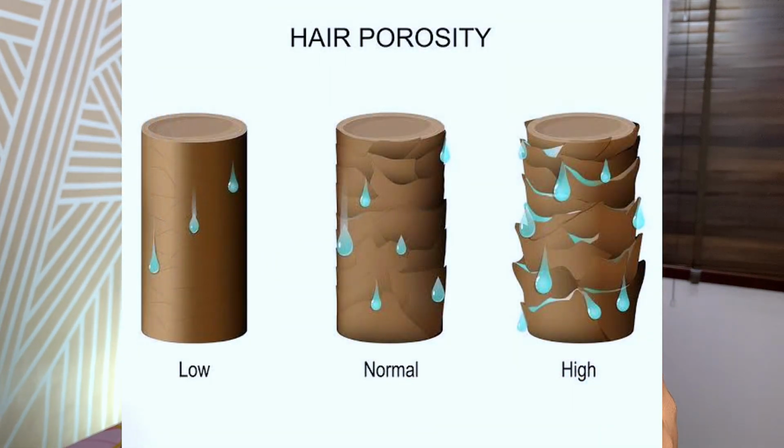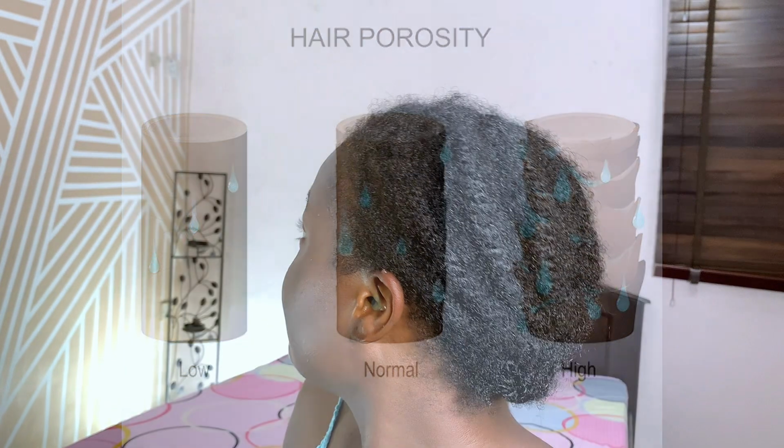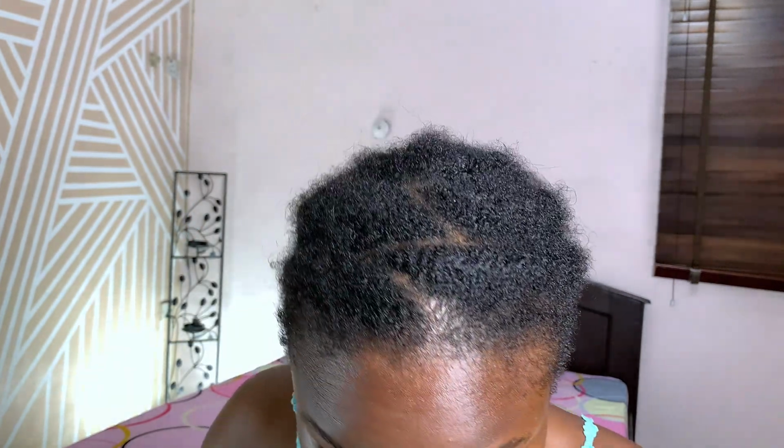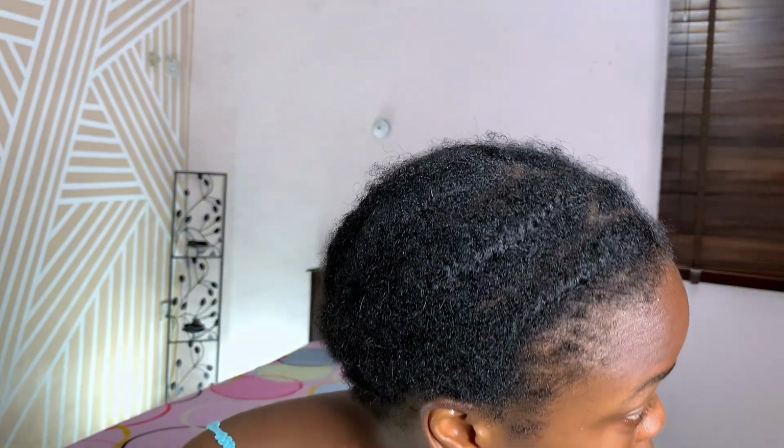Hair porosity is a term that is used to describe how well your hair is able to absorb and retain moisture and oils. If you have low porosity hair, it means the structure of your hair doesn't easily allow moisture to be absorbed into your hair shaft. This can make it harder for water to saturate your hair when it's washed.